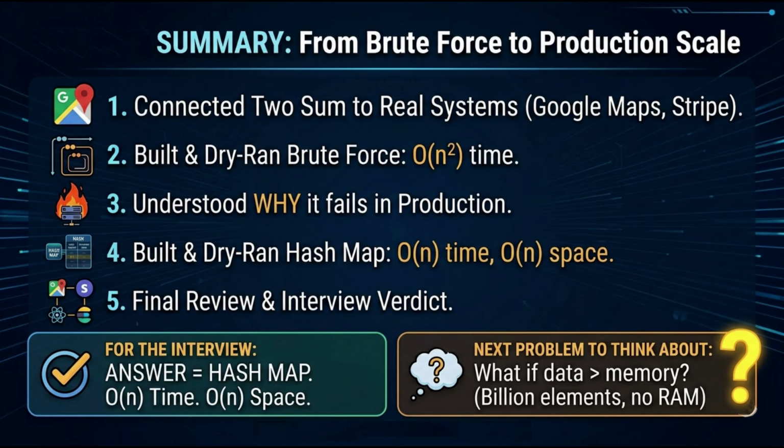So, what did we cover today? We started with the intuition, Google Maps, real systems. We built brute force, understood it, coded it, and dry ran it. We understood why it fails at scale. Then we built the hash map solution, one pass, Big O of n time, and we dry ran it step by step on the notebook, and we connected it back to Google Maps, Stripe, React, and Elasticsearch. For interviews, the answer is hash map and Big O of n time and Big O of n space.